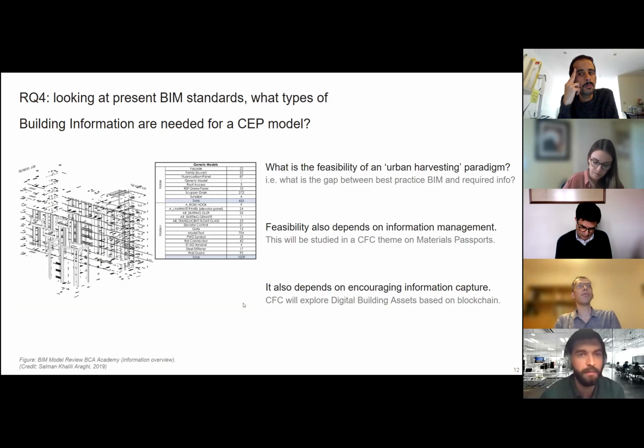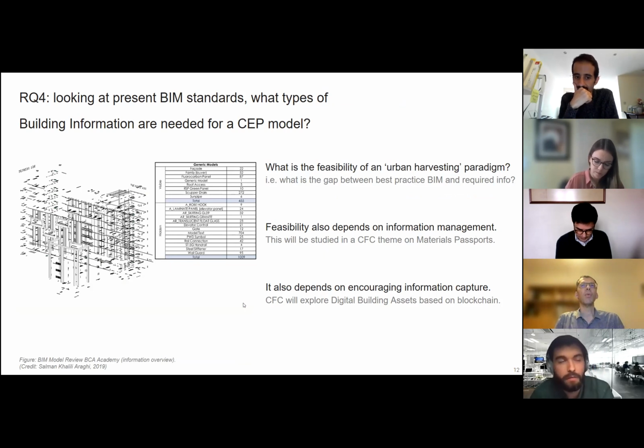And then our fourth research question is looking at present BIM standards and practices. What types of building information are needed for a circular economy potential model? So what's the feasibility of an urban harvesting paradigm? If we look at practices, and ideally at best practices of BIM, and we look at the required info, what's the gap between the two?